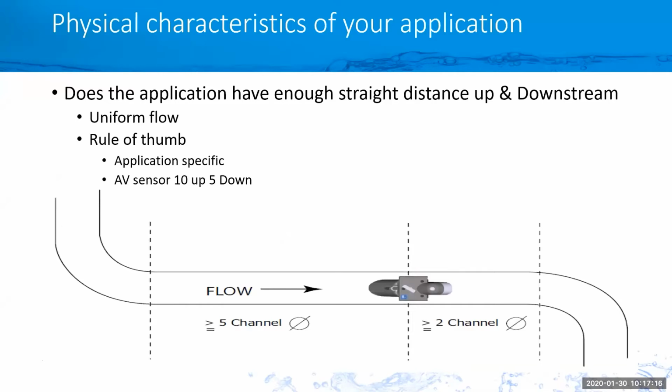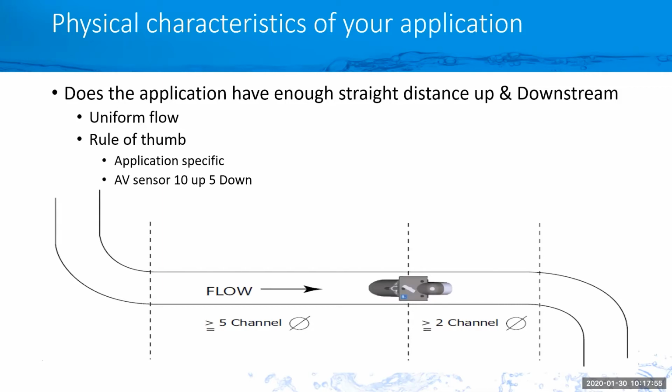Other questions I get are how much straight run of pipe or channel do I need for installing an area velocity sensor? Well, the biggest thing is you need uniform flow, because we're taking a velocity reading, and without uniform flow, it's going to be difficult to get accurate flow readings. So the rule of thumb is that, depending on who you ask, we'd like to see at least 10 diameters upstream and 5 downstream. Other people you ask are going to say 5 up, 2 down. Really, it's specific to the application.